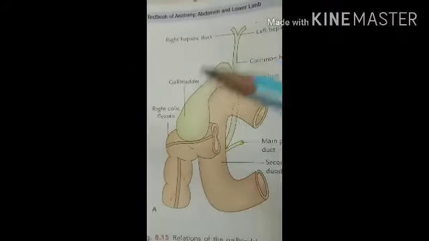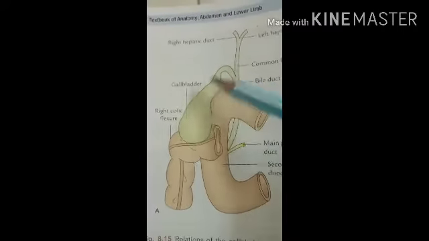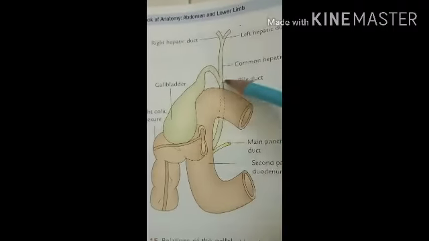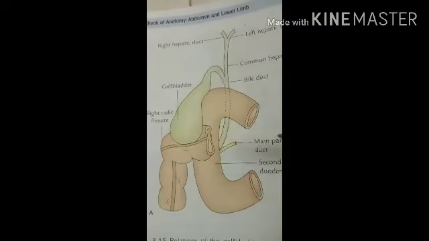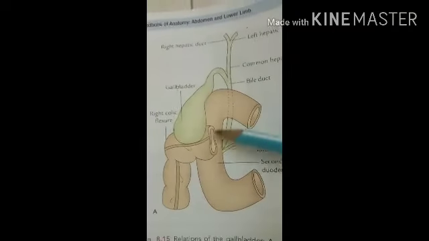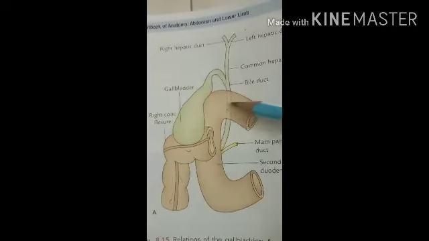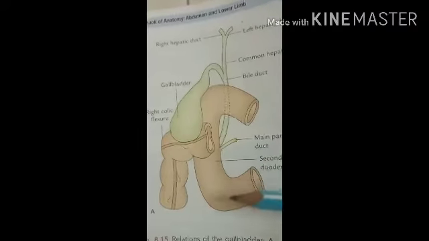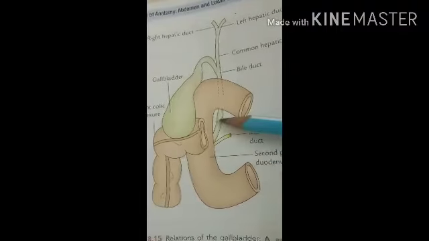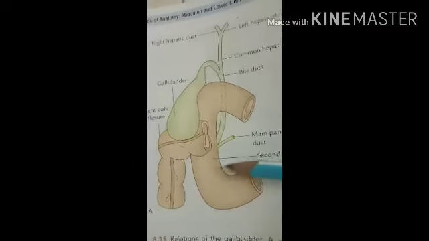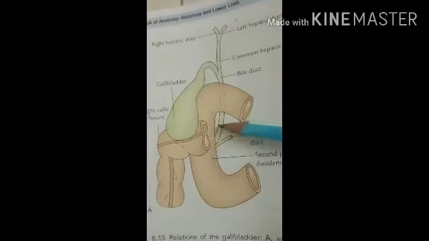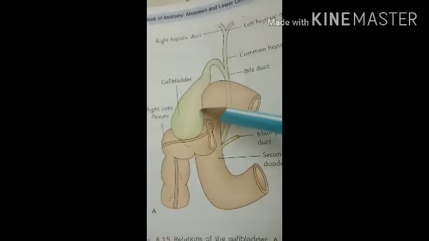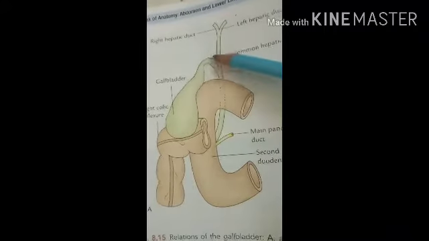Here in this diagram the gallbladder is contracted. How does the gallbladder do its function? The gallbladder is contracted when food rich in fat enters the second part of the duodenum. This second part of the duodenum liberates the hormones called cholecystokinin and pancreozymin. These two hormones stimulate the gallbladder and cause its contraction, and also the dilatation of the sphincter.